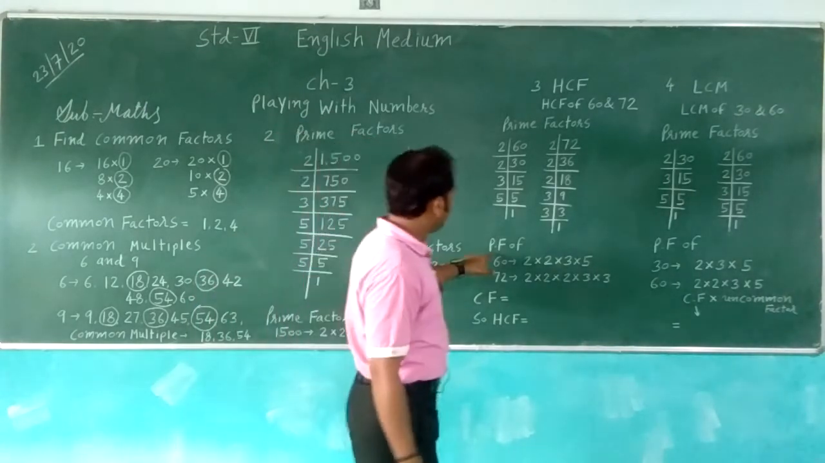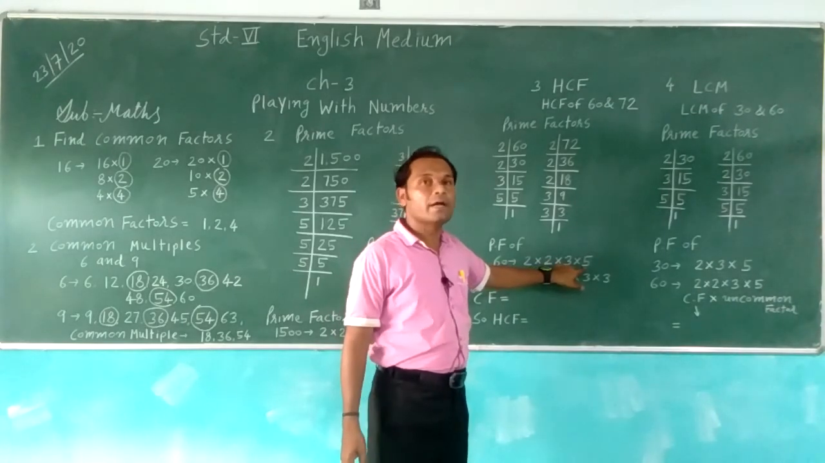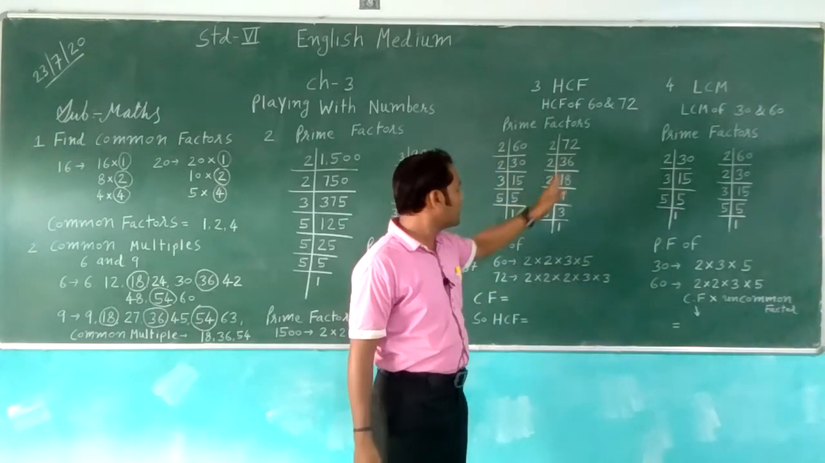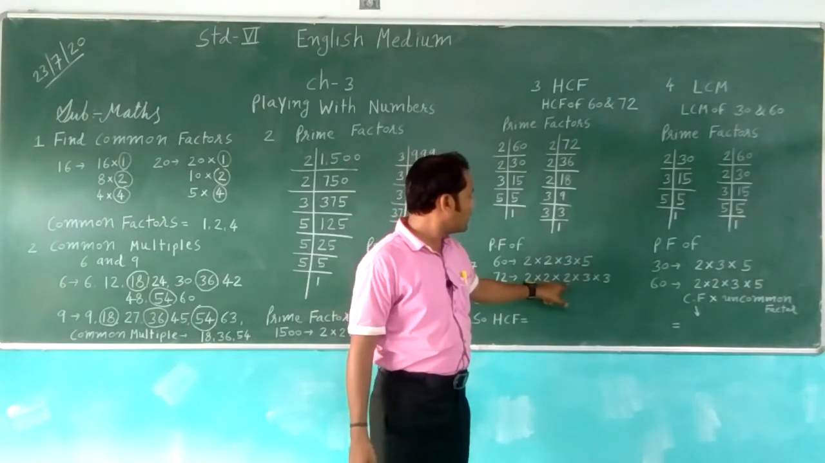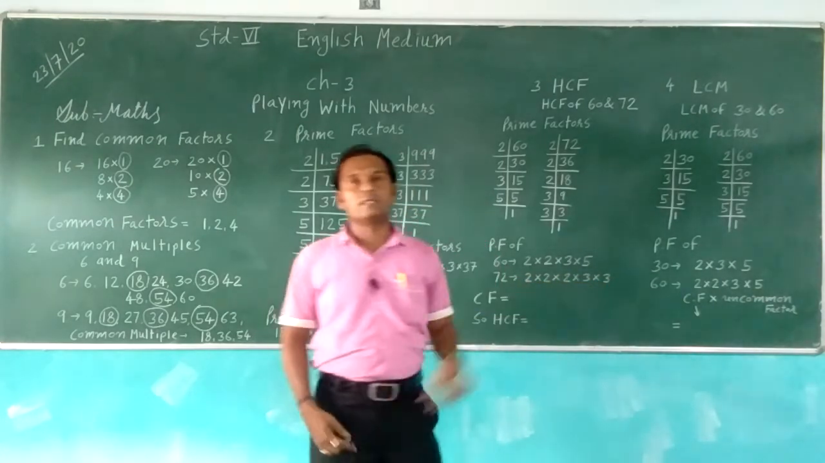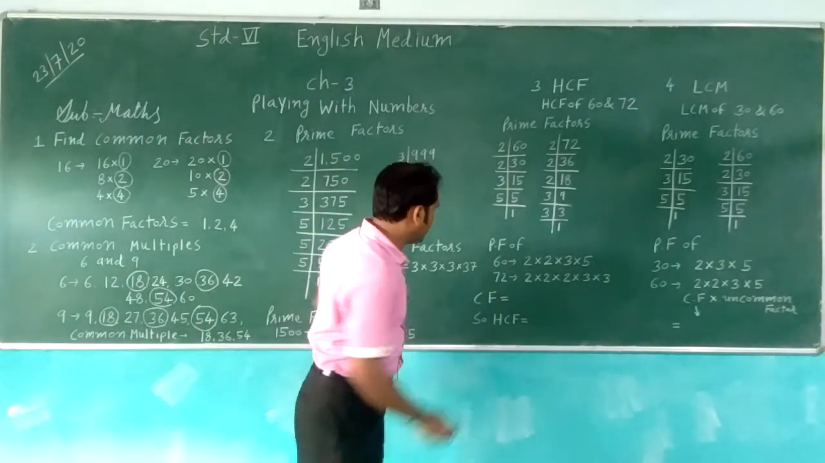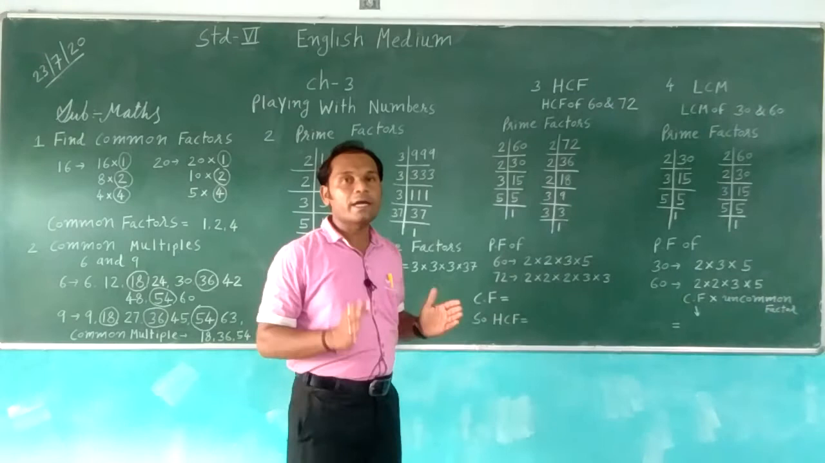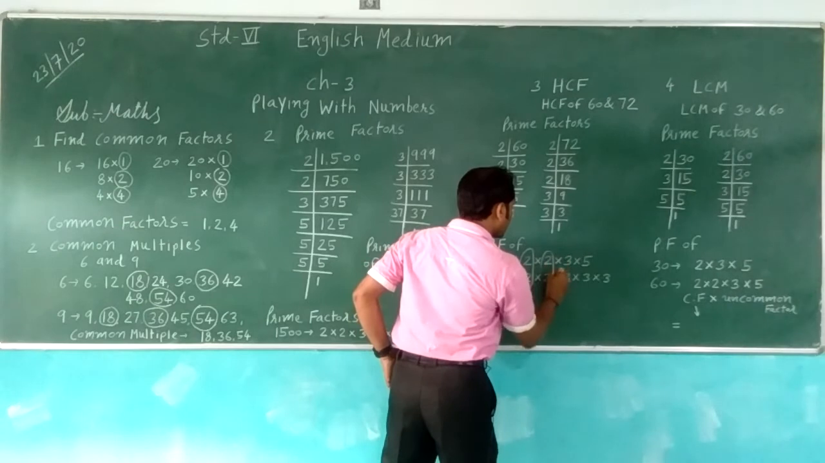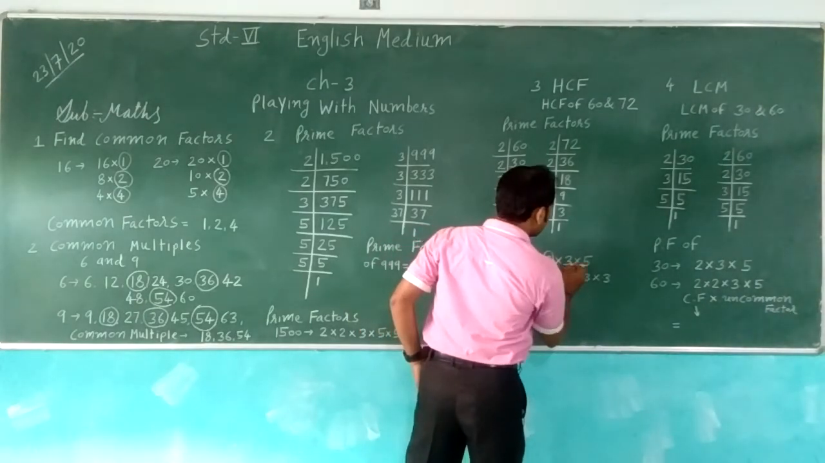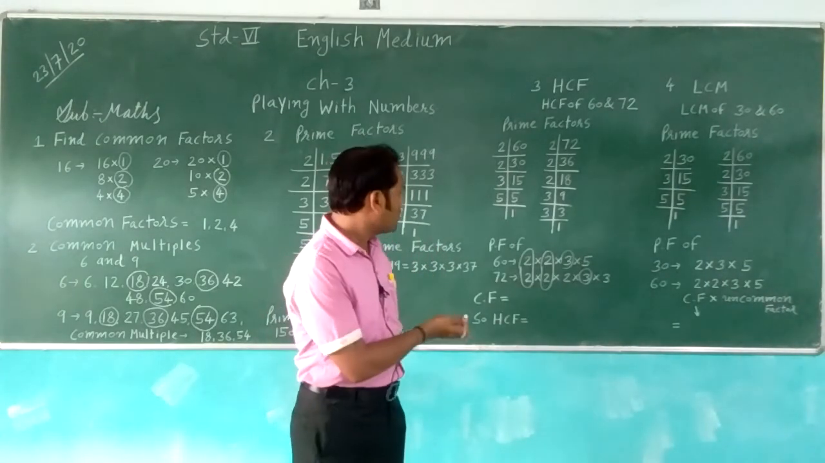So the prime factors of 60 I have written: 2 multiply 2 multiply 3 multiply 5, and the factors of 72 are 2 multiply 2 multiply 2 multiply 3 multiply 3. Now we need to find common factors. CF means common factors. Which factors are common? These two 2s are common in both. And here this 3 is there and this 3 is there. Those are the common factors in both prime factorizations.